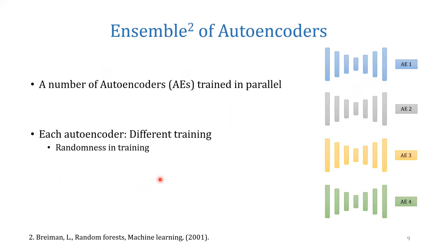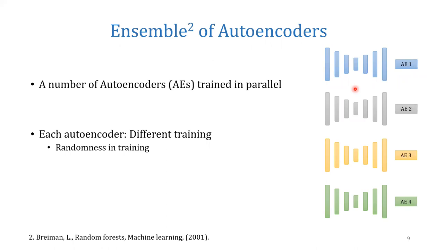Now, if we want to construct an ensemble of this kind of autoencoders, we need to have a number of autoencoders that can be trained in parallel. From the theory of ensemble learning, each autoencoder or each component in the ensemble is called a weak learner. So here, since we use autoencoders as weak learners, each weak learner needs to be trained differently. The theory of ensemble suggests that if each weak learner is trained effectively and if the training is different between any pair of weak learners, then the ensemble tends to perform better.